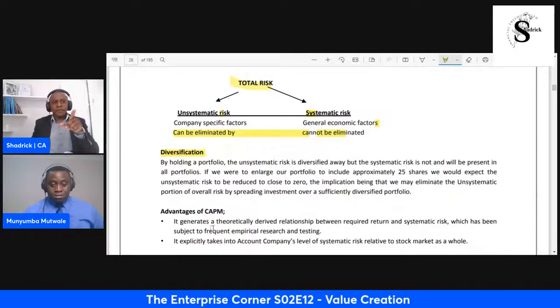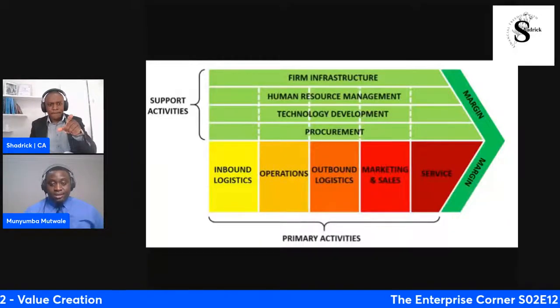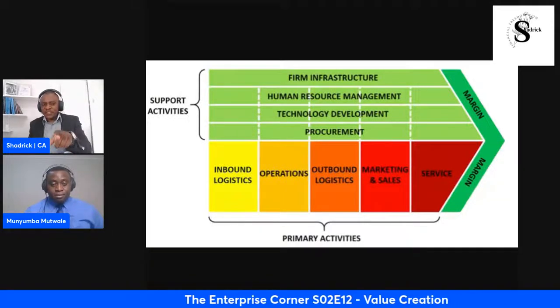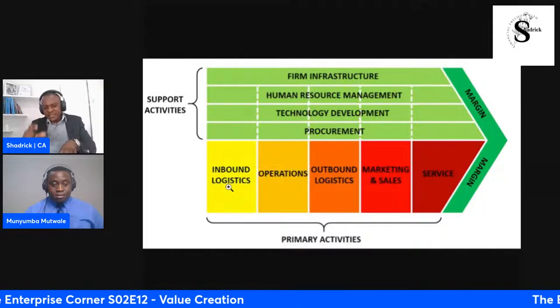Remember, I'd like you to bring back your diagram so that I can point out this point from there. Yeah, because there's something I wanted to add to it also. But continue. Yes. So now here, guys, if you see that box, the inbound logistics, that's the part where you must understand the systematic risk and the unsystematic risk.